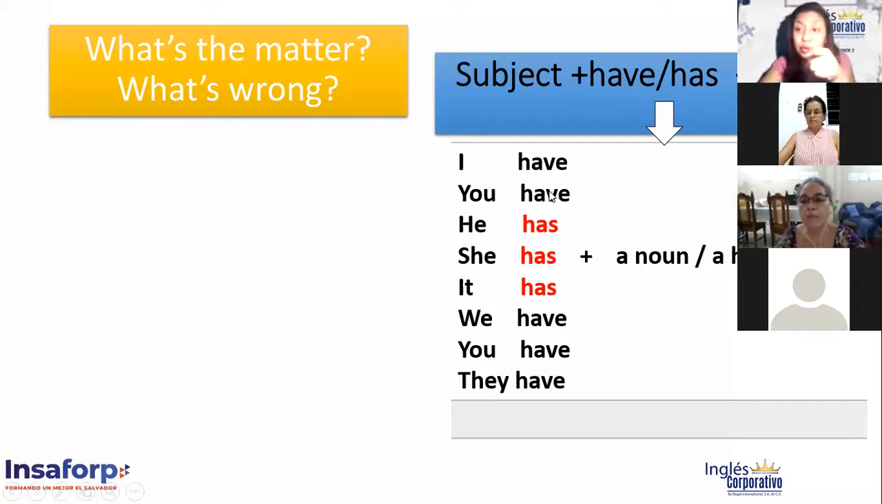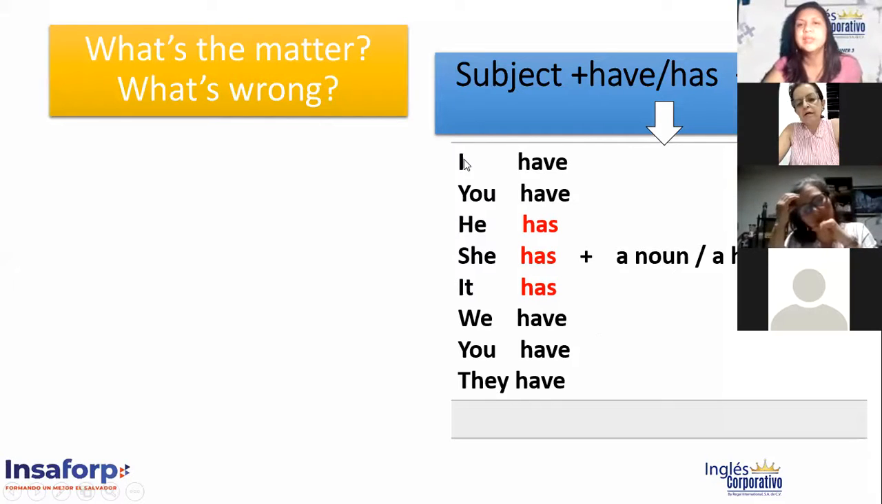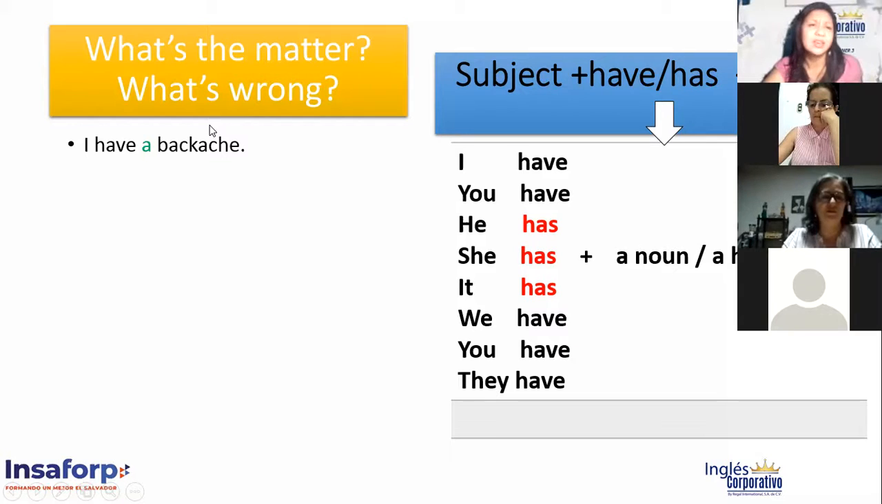You have a headache. He has a headache. We have a headache. So as you can see, we use have. We only change to has when you use he or it, or when you talk about the third person singular. Okay, so it's very simple. I will show you more examples, and please practice the pronunciation, okay?